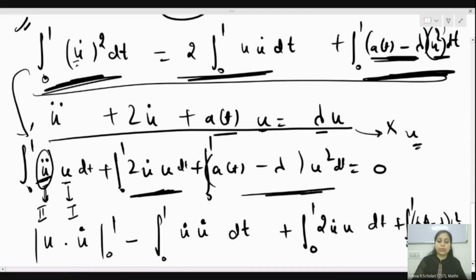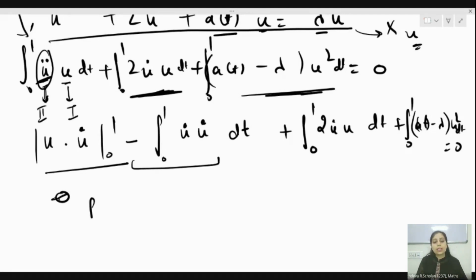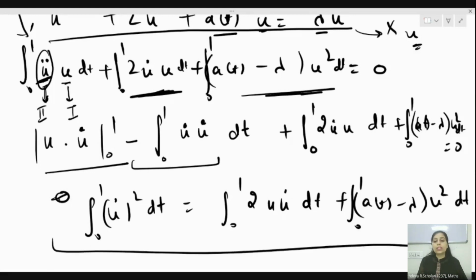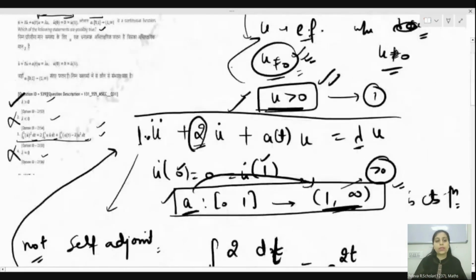Now we can see from here, when we substitute the limits, u dot 1 is 0 and u dot 0 is 0, so this becomes 0. Taking this to the right hand side, we get integration from 0 to 1 of u dot square dt is equal to integration from 0 to 1 of 2 u dot dt plus integration from 0 to 1 of (at minus lambda) u square dt, which is the required relation. So from the given equation, we reached option number 3, and option number 3 is correct as it can be found from the given equation. So this is true. Options number 1 and 3 are both correct.